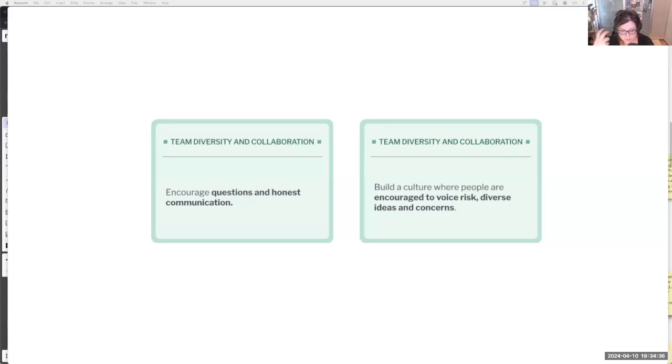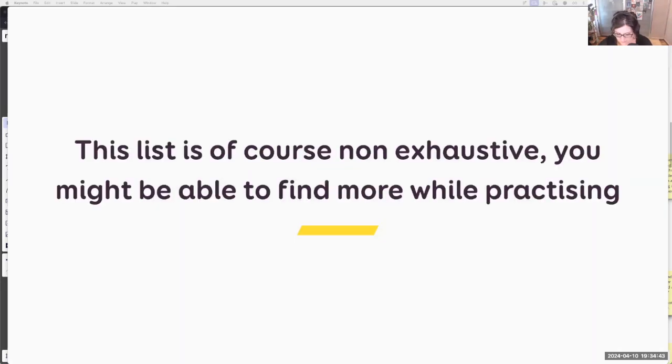And so if you don't build environments where people can be trusted to voice these kinds of risks, it might be a little bit tricky. And yeah, the list is non-exhaustive. It's just to give you a couple of ideas.